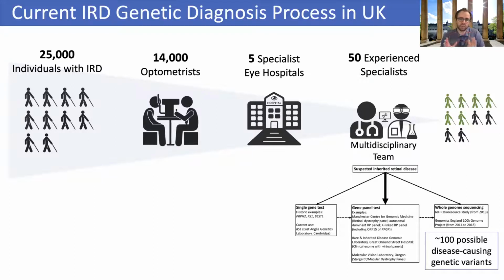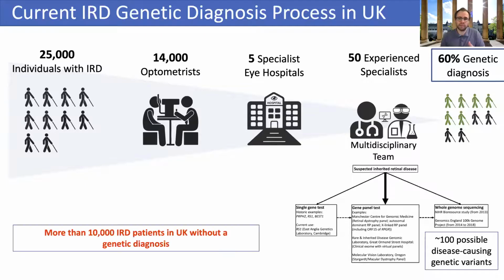This whole process can take more than 5 years, and in the end, it can be very difficult to pinpoint the actual disease-causing variants because there can be hundreds of possible disease-causing variants per person. In most eye hospitals in the UK, we estimate that generally the diagnostic yield is 60%. So based on that number, we estimate that there must be around 10,000 patients at least in the UK that have an IRD, but do not have a genetic diagnosis.